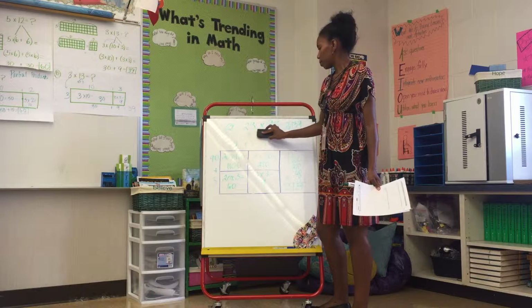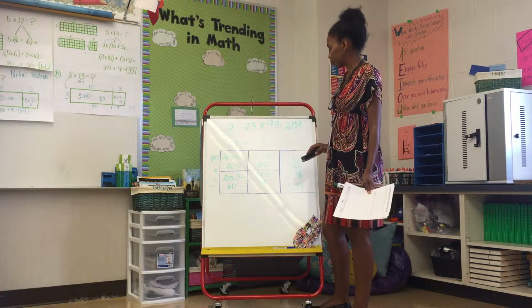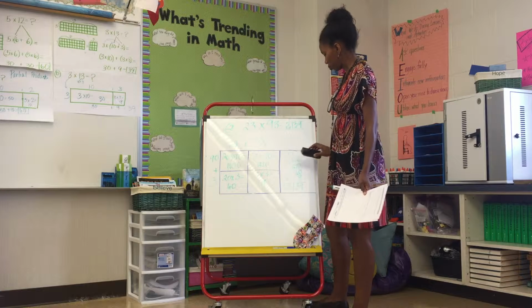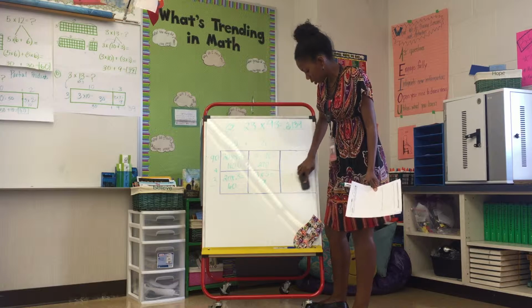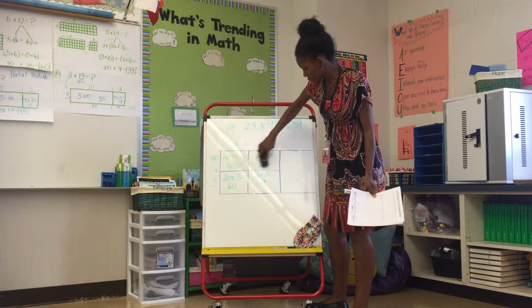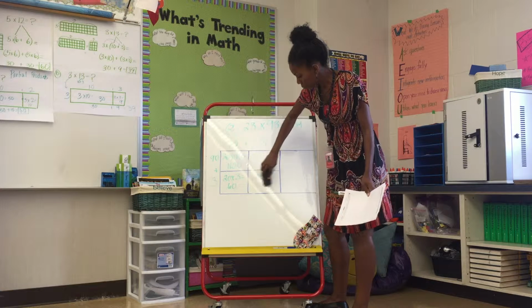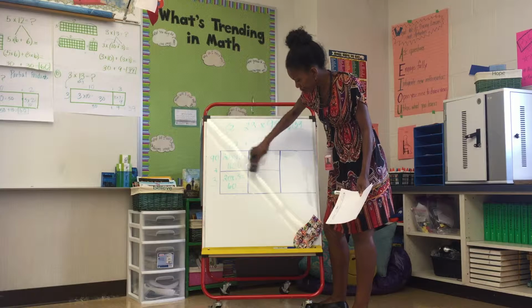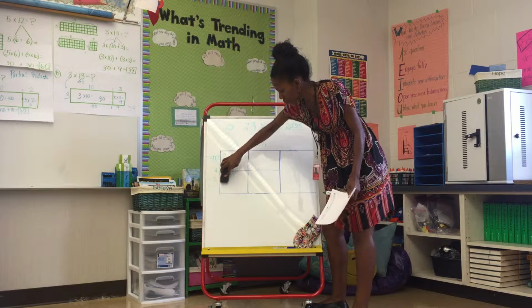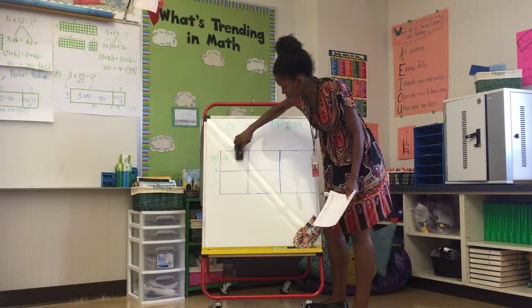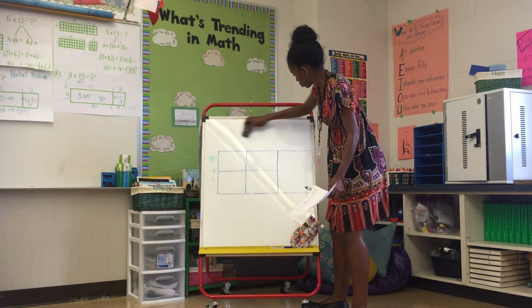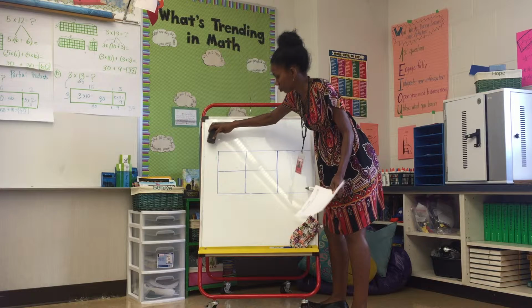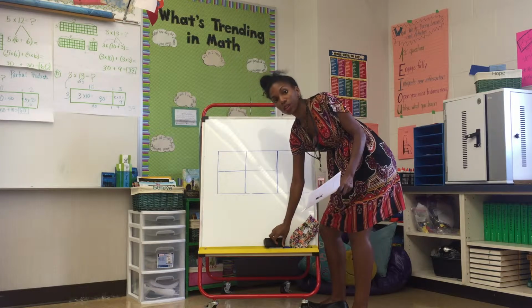For my bottom left box, I'm multiplying 20 times 3. 2 times 3 is 6, and I add 1 zero to the end. And then my final box, I'm multiplying 3 times 3, which would equal 9. Now, I have part of my product, part of my product, part of my product, and a fourth part of my product.